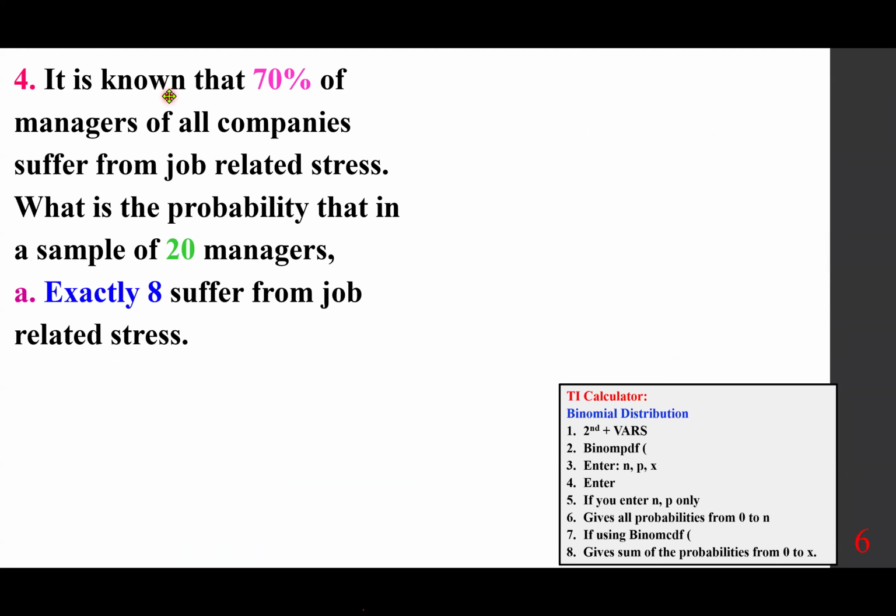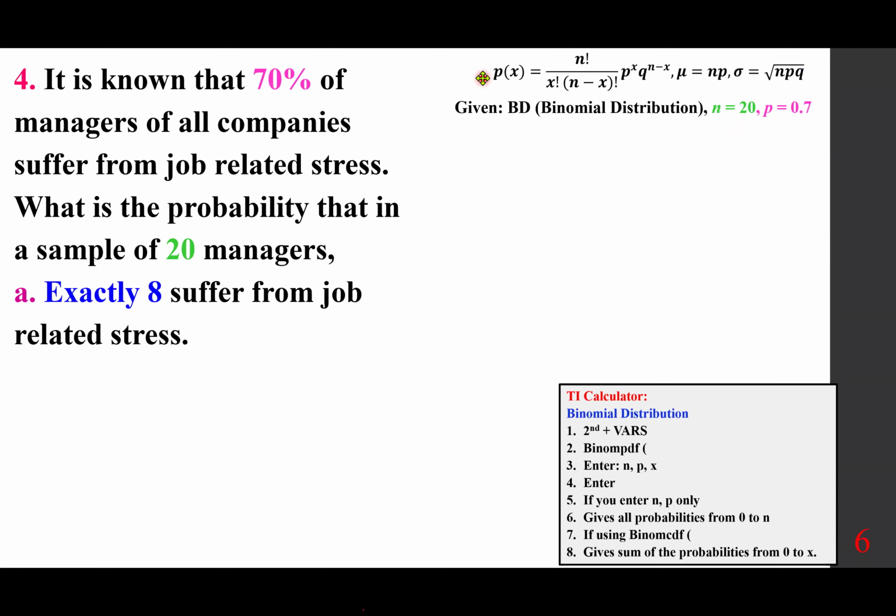It is known that 70% of managers of all companies suffer from job-related stress. What is the probability that in a sample of 20 managers, exactly 8 suffer from job-related stress? And again, reminding you that we are dealing with a binomial distribution because there are two outcomes. Either they suffer from stress or they don't. N is 20, P is 0.7. So we are dealing with the binomial distribution, N is 20, P equals 0.7.